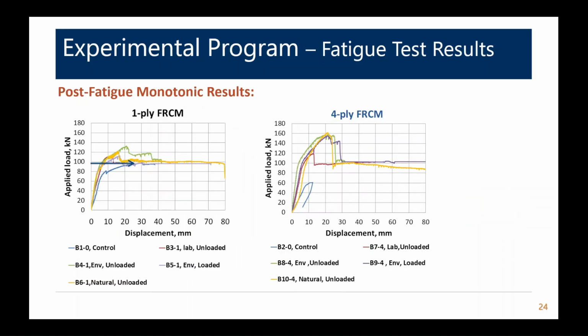And I'm going to pick up the pace here a little bit. Now, I want to show you that for the 1-ply and 4-ply systems, we had different failure modes. For the lower reinforcement ratio of 1-ply, we actually have fiber slippage in the system. The blue line is the control specimen without strengthening. So we see in all of the cases that we increase the load-carrying capacity, which is great.